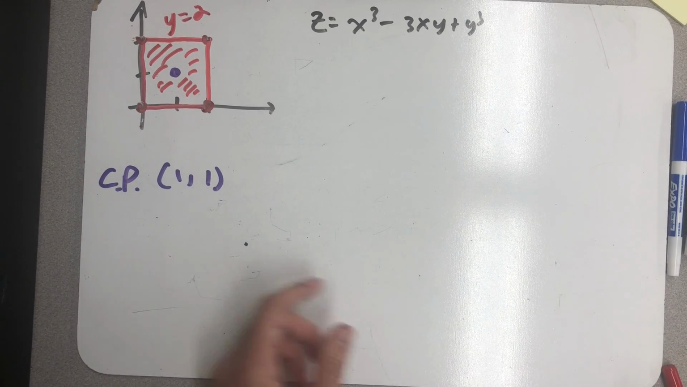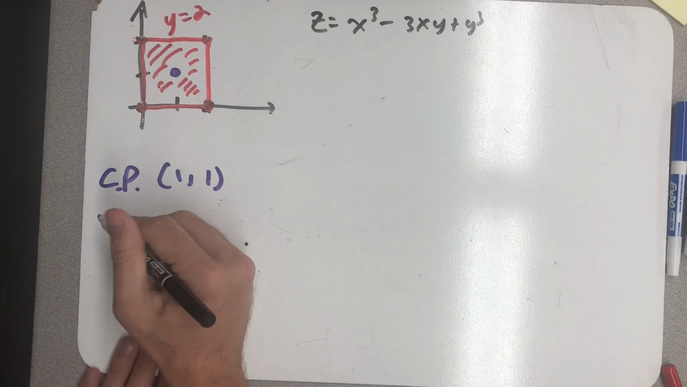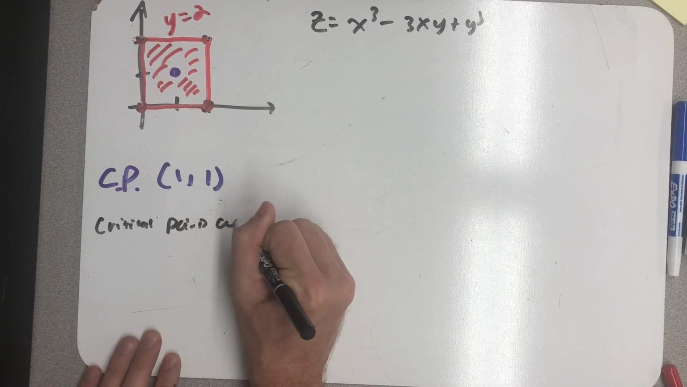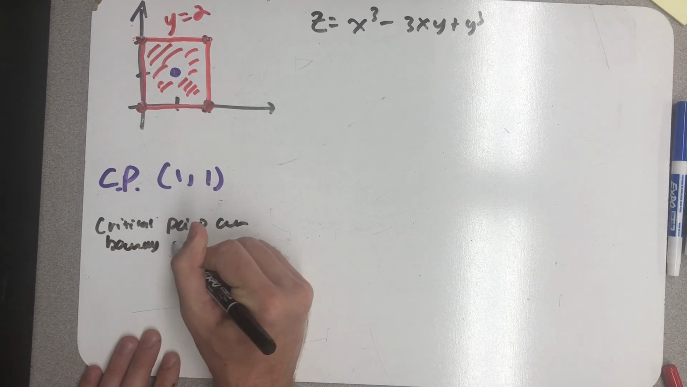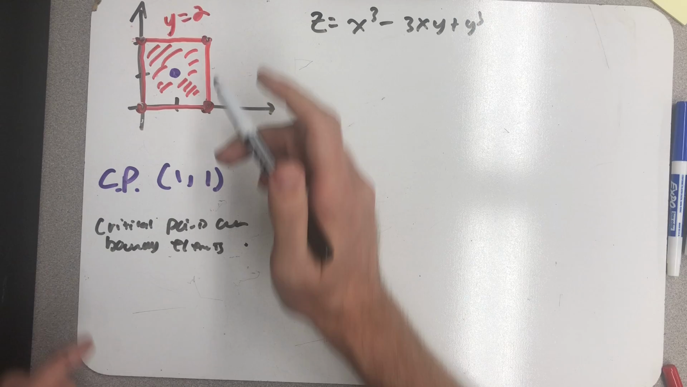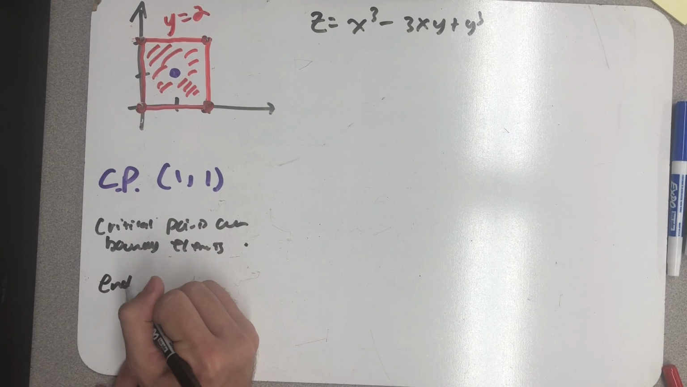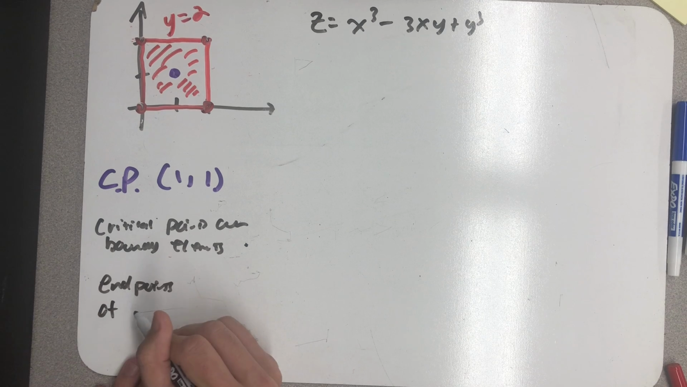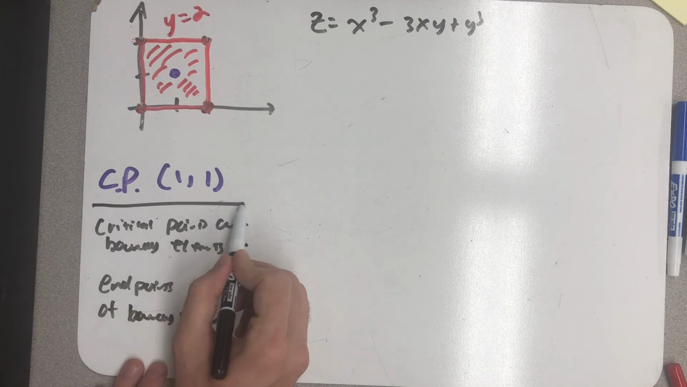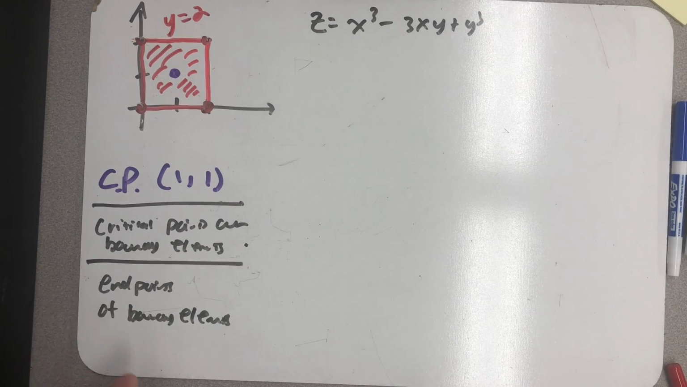So the places I need to look are critical points of the interior, critical points over boundary elements, and then the endpoints of the boundary elements, which I can see are just the corners. So first up, we found our critical point. Now I want to find the critical points over the boundary elements. The endpoints are easy. They're the corners of my square. So I'll put those in last, but I already know what they are.